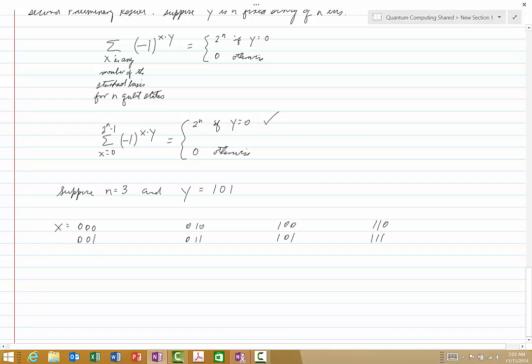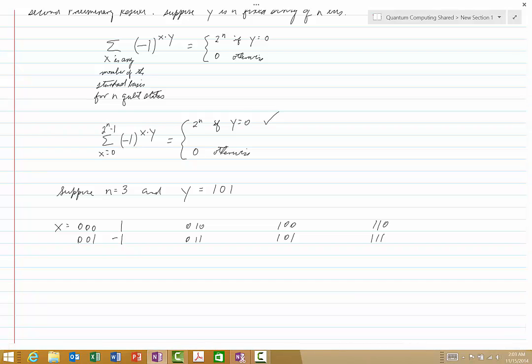And now let's see how this works. If we look at the contribution to the sum for each one of these, for x equals 0, 0, 0, x dot y in this case is 0, and so we would have negative 1 to the 0 power, and we'll get a contribution of 1 to the sum. Now for the next one, 0, 0, 1, x dotted with y is equal to 1, because x, 0, 0, 1, and y, 1, 0, 1, both have a 1 in that last position. They both have 1s in exactly one position. So x dot y is equal to 1, and negative 1 to the x dot y would be negative 1 to the first power, or negative 1. We see how the contributions from those two pairs cancel each other out.